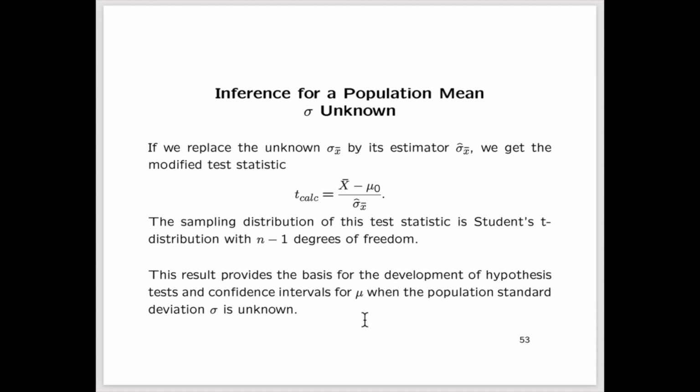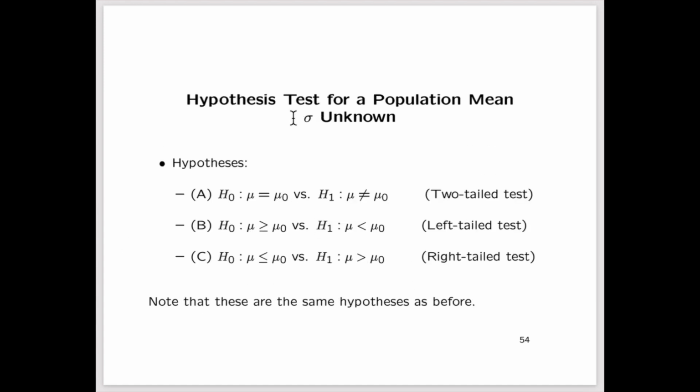Knowing that provides the basis for the development of hypothesis tests and confidence intervals for the population mean mu when the population standard deviation is unknown. This is what we need to know in order to modify the procedure that we looked at previously. You'll see that when the population standard deviation is unknown, we still have available to us the three types of hypothesis tests that we can perform to answer questions about the population mean. The places where we have to make adjustments are, number one, in how we calculate the test statistic, which we really already discussed, and then also in determining the rejection criteria. So let's take a look.